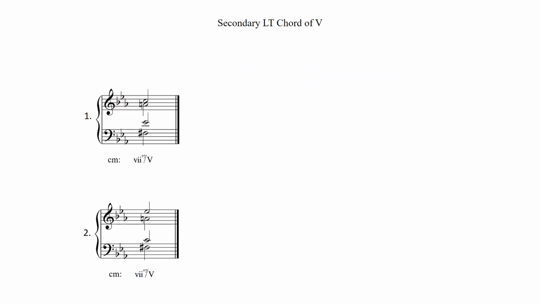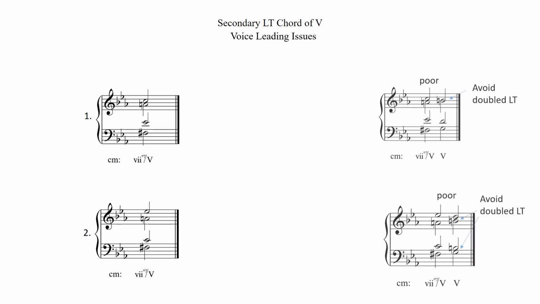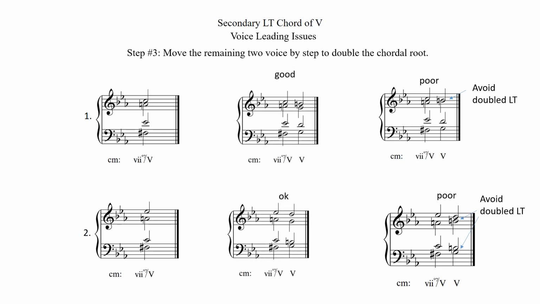This voice leading exception becomes particularly significant when considering the secondary leading tone fully diminished seventh chord of 5, the dominant, which presents several voice leading quandaries. Below you will see two different voicings of the secondary leading tone fully diminished seventh chord of 5. If we resolve the tritones as expected and double the chordal third of the likely destination chord, we will have made the mistake of doubling the leading tone. So our best option in many cases will be to move the remaining two voices by step to double the chordal root of the 5 chord to avoid the doubled leading tone.